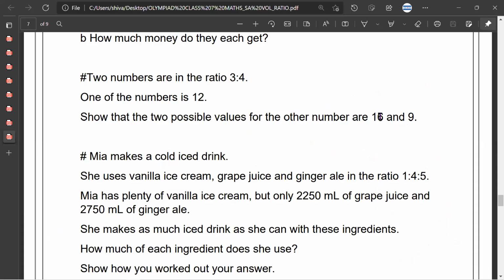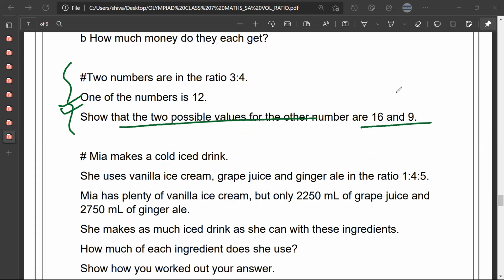So this is a good question. Usually they don't ask questions like this, but this is a very good question because at first sight you can get confused. How did this happen? What are the possible values? How are two possible values possible? So that is why it's a good question.